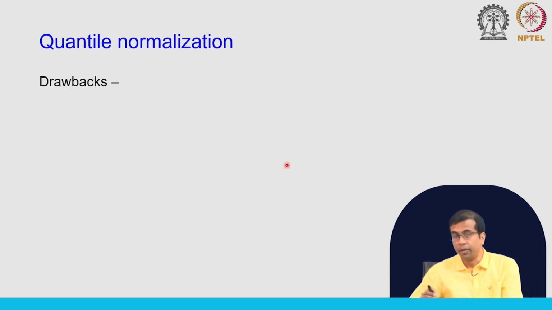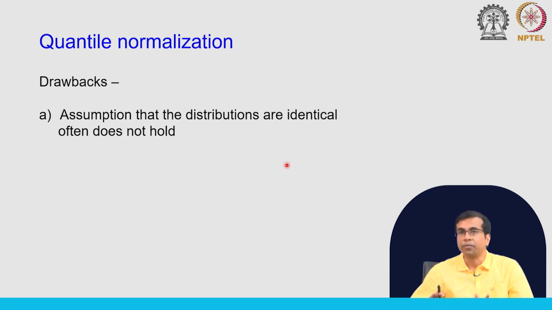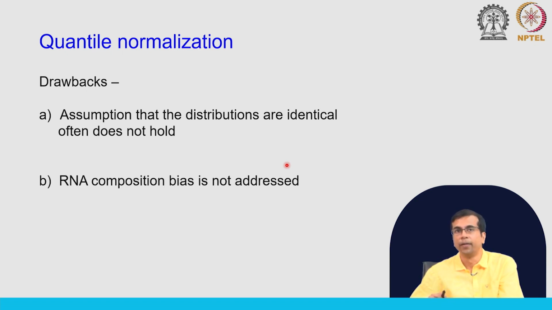Okay. So, we come to the drawbacks, right. So, the assumption that the distributions are identical often does not hold, right, because of different scenarios, right. If you have like just 2 genes showing very high expression, you will not have those values in other samples. Okay. So, you are artificially trying to contain all those values by making these distributions identical. Okay. So, this is one of the first major assumptions, right, and this is a drawback, right.